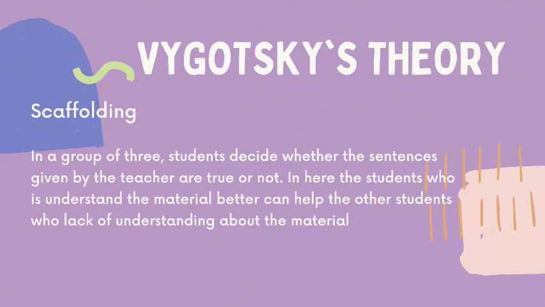This activity is based on Vygotsky's theory, that is scaffolding. In a group of 3, students decide whether the sentences given by the teacher are true or not. Here, the students who understand the material better can help the other students in understanding the sentences, so that they will be able to identify which sentence is true or not by themselves.